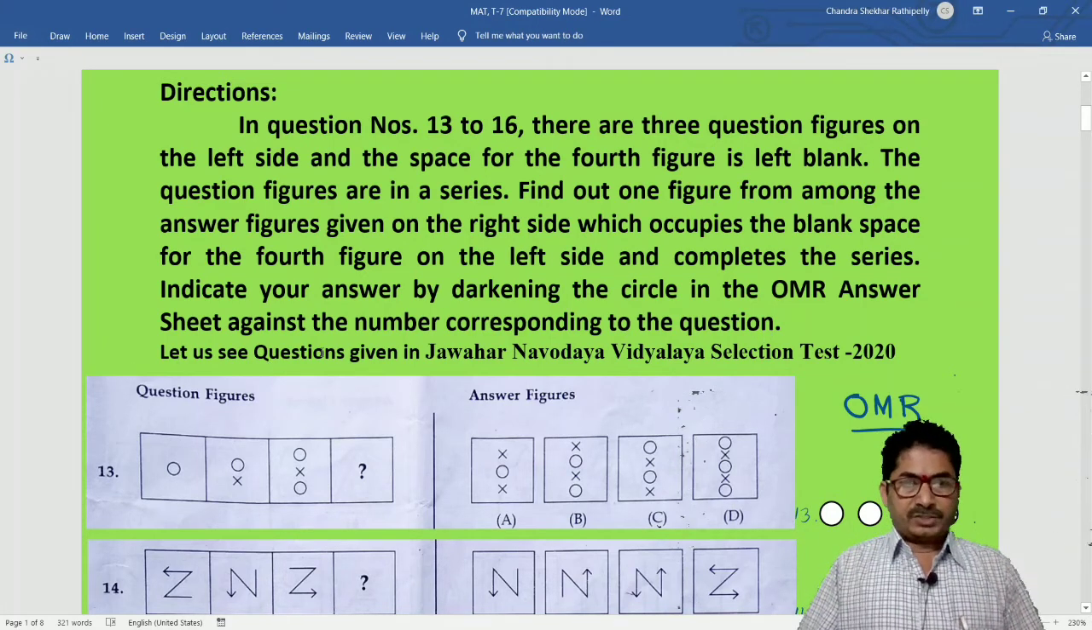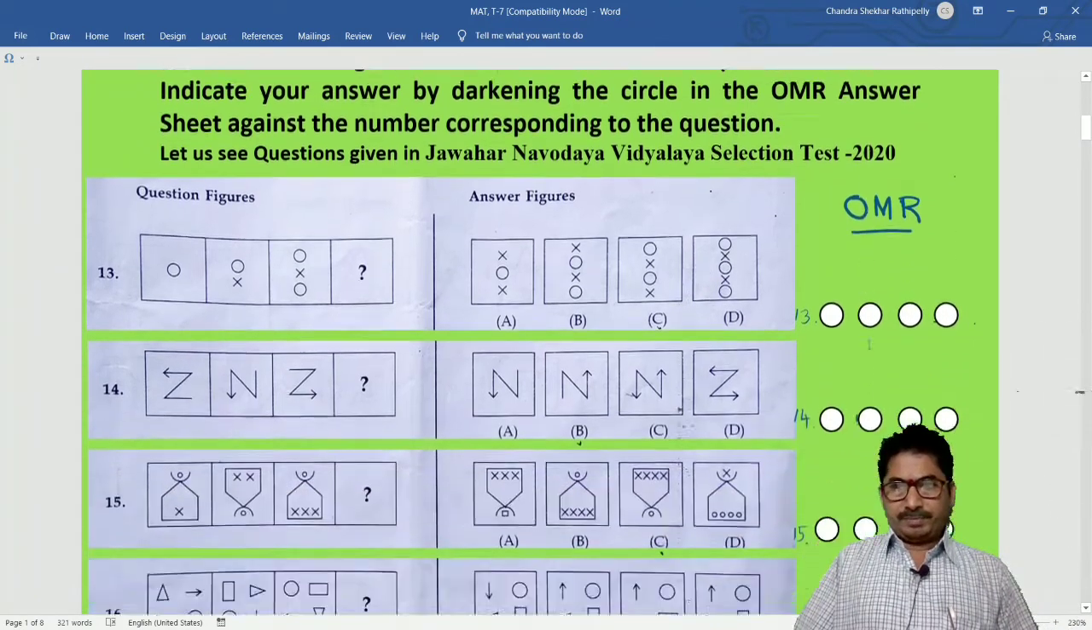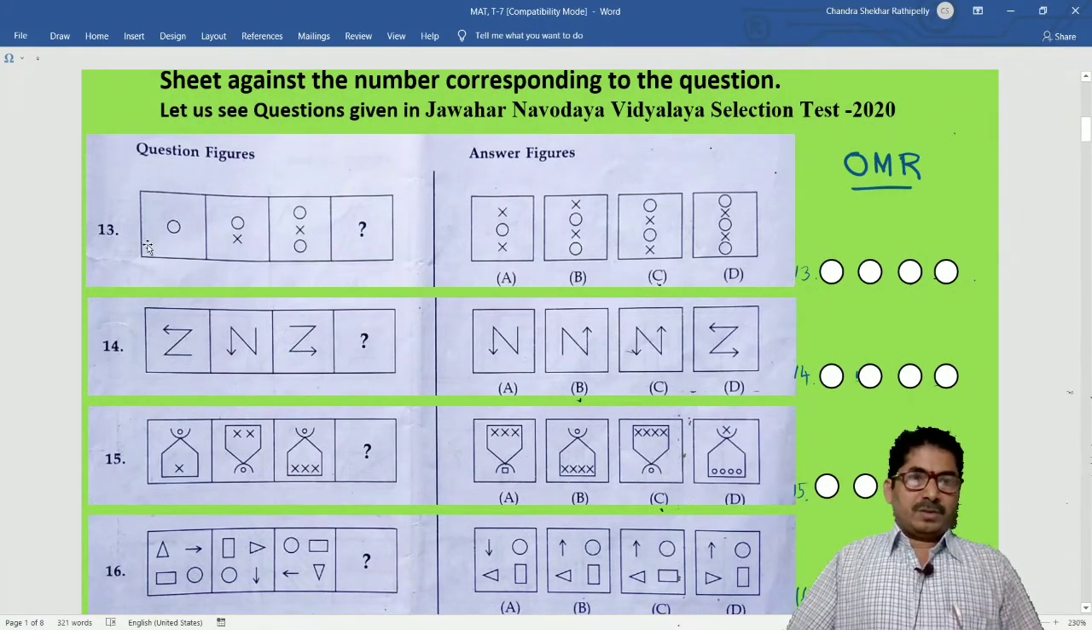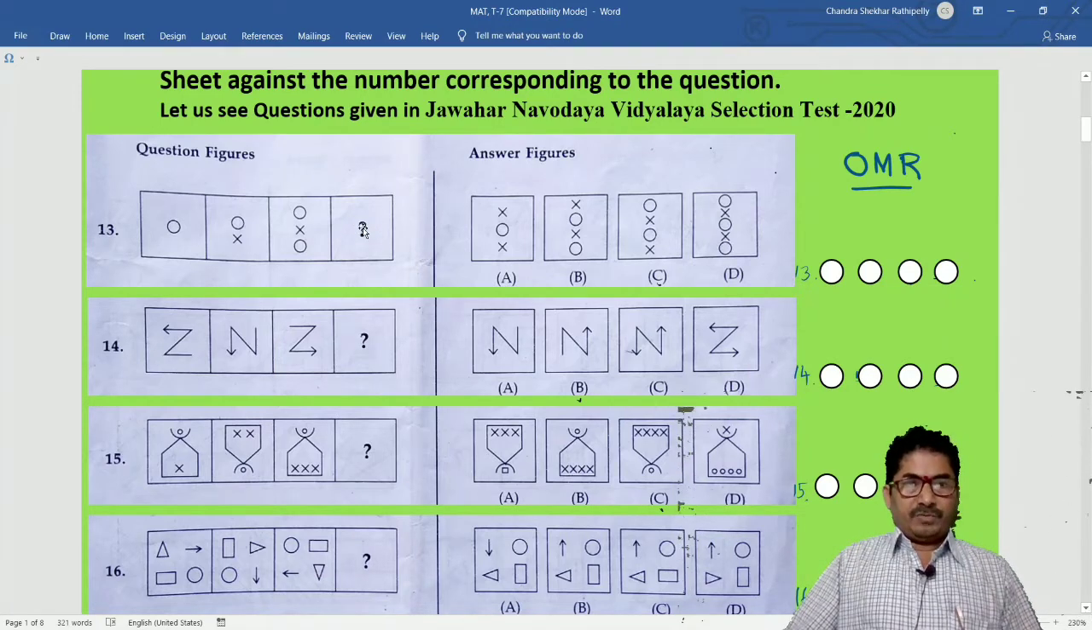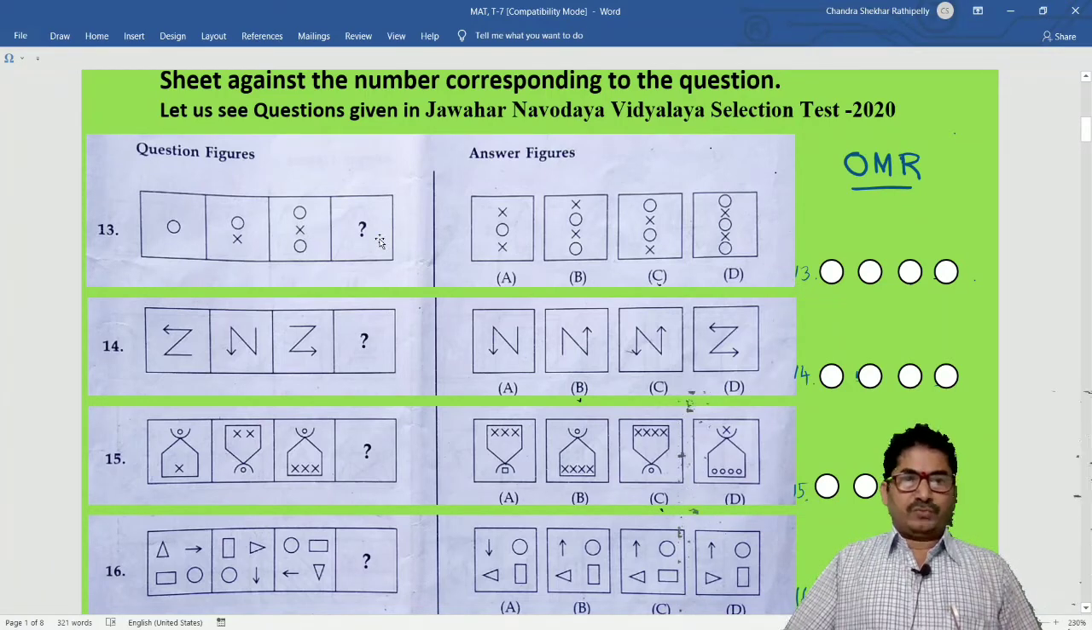Children, let us see questions given in Jawaharlal Navodaya Vidyalaya Selection Test 2020. Question figures. Question number 13. In the first figure there is a circle. In the second figure, circle, and in the third figure, circle into circle. What comes next? In the fourth blank we have a question mark. That means what comes next? Basing on this series, we have to identify this fourth figure.